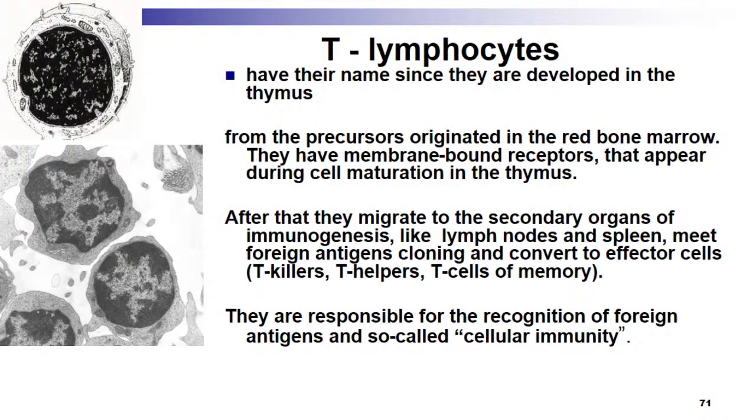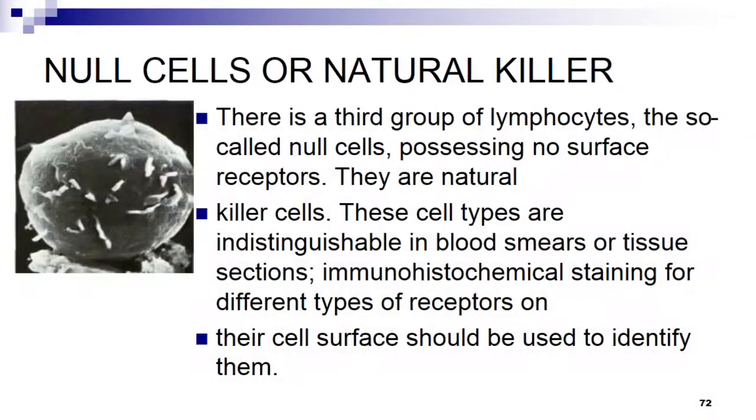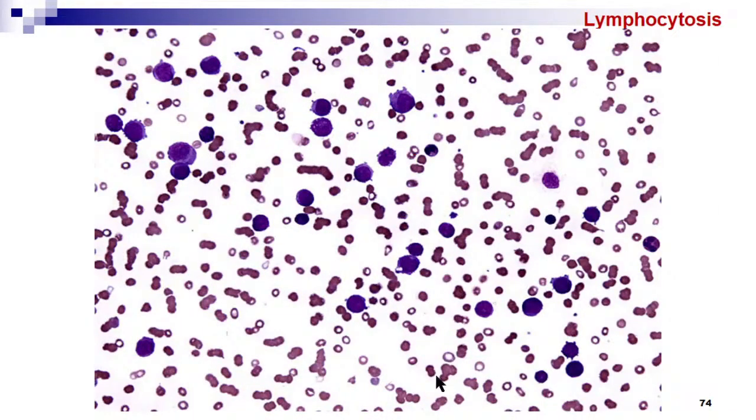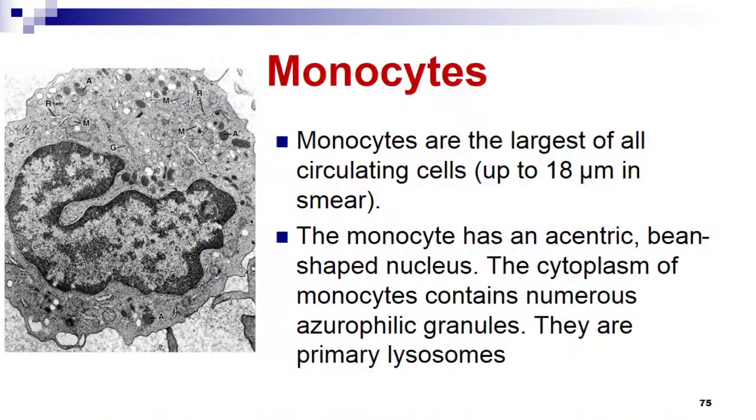T lymphocytes ordinarily provide functions like regulatory cells, T helper cells, and effector cells, T killer cells, and T memory cells, and null cells or natural killer cells, which do not need activation through the T helpers. All other materials you can find in the text variant. Let's look at this one, lymphocytosis, an increase of lymphocytes, ordinarily seen in some oncological processes.